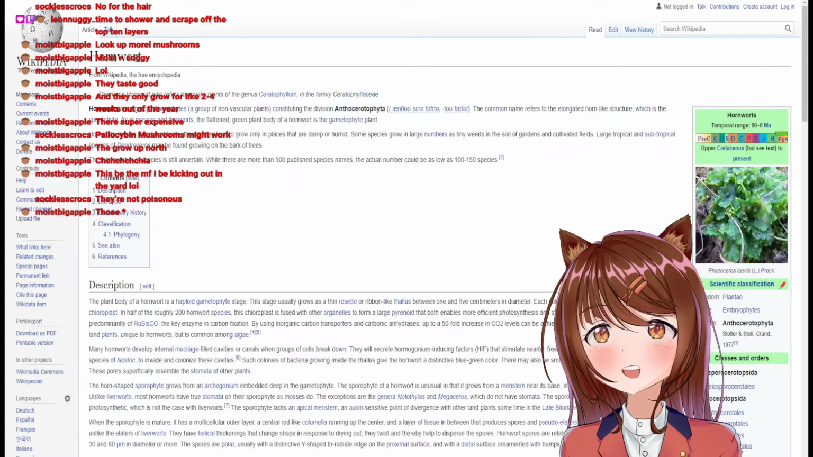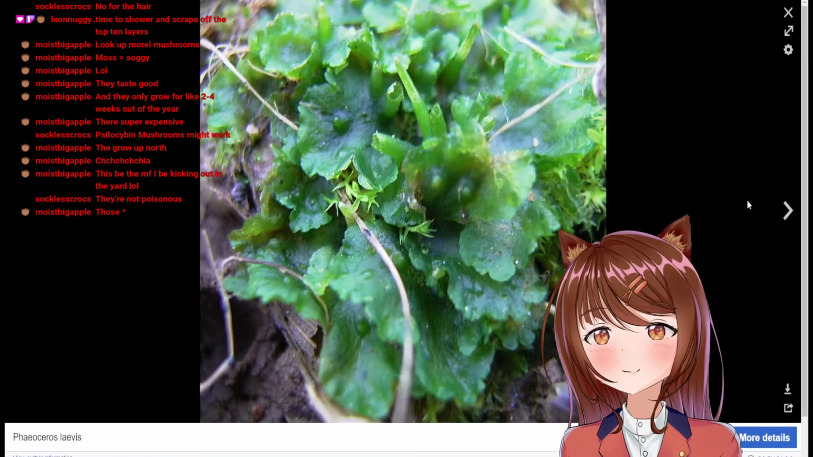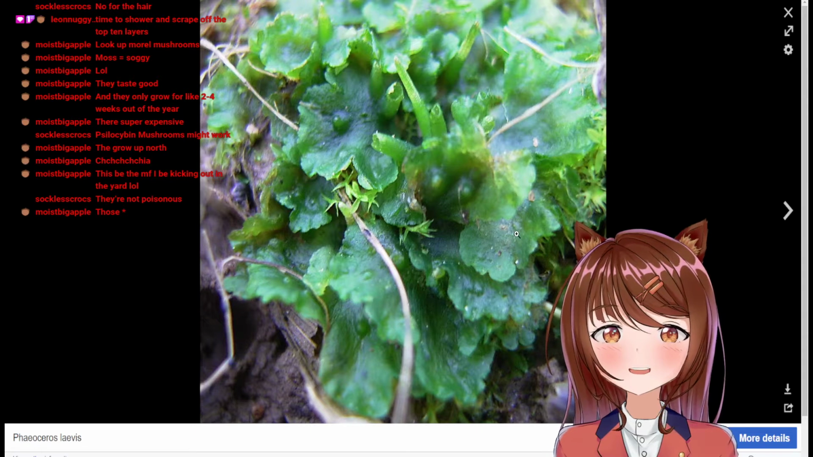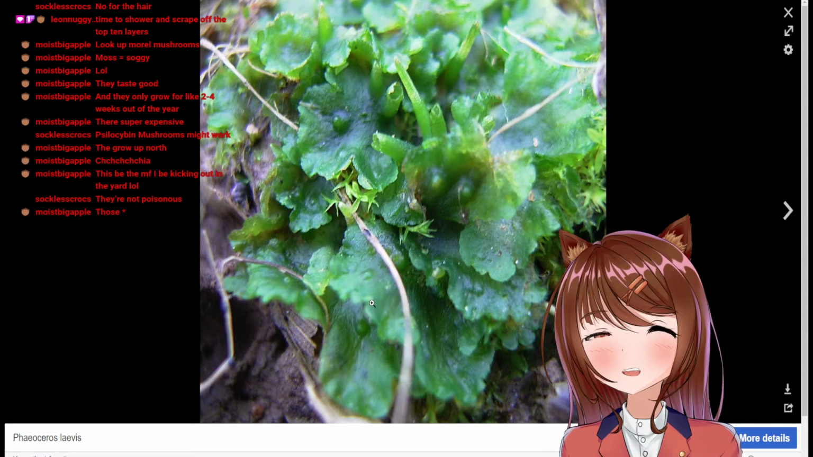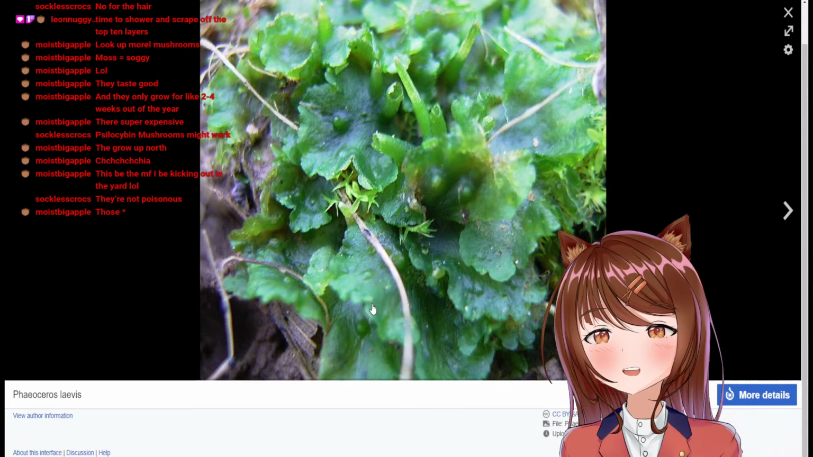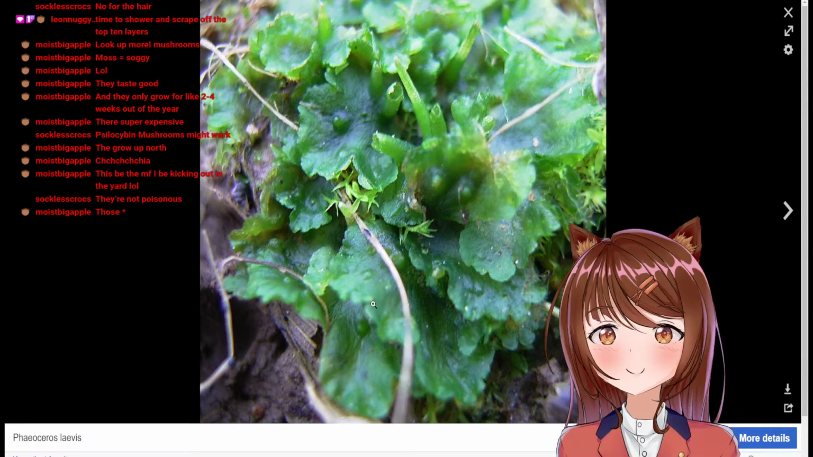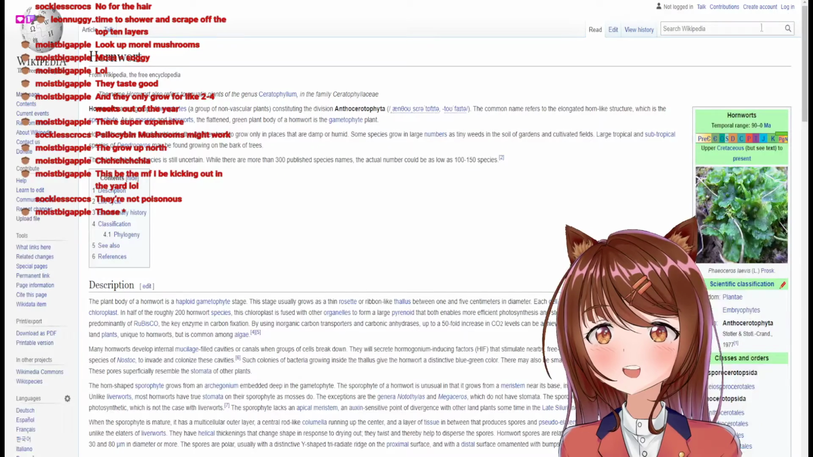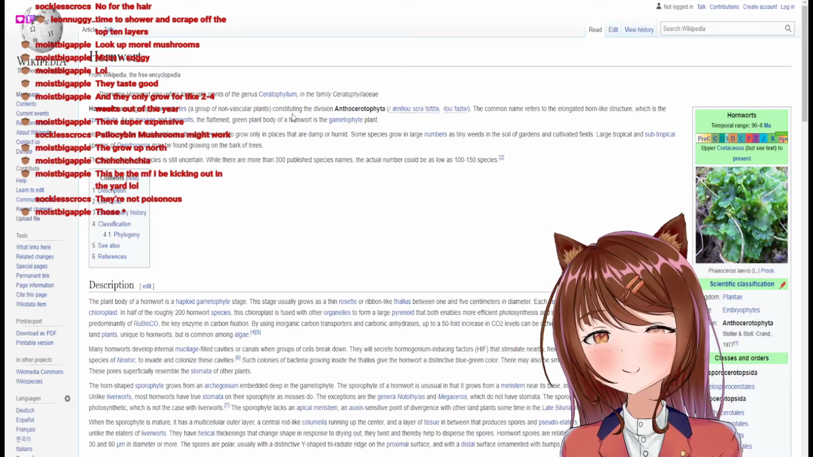What? What is that? What is that? It looks like a gummy. It looks like a green gummy. That's kind of gross. But also I want to touch it. You know what I mean? Non-vascular plant. Elongated horn-like structure.